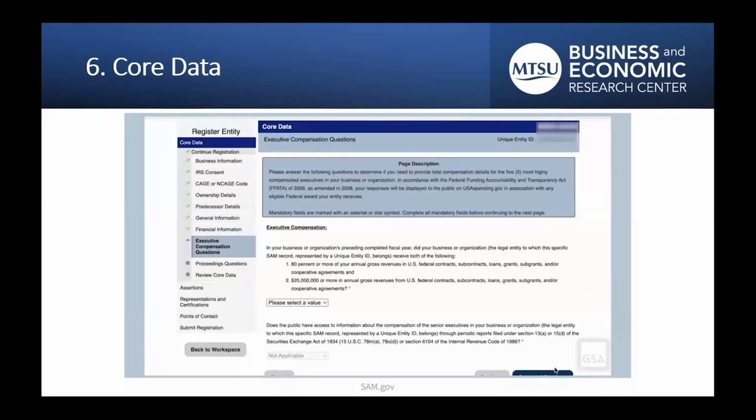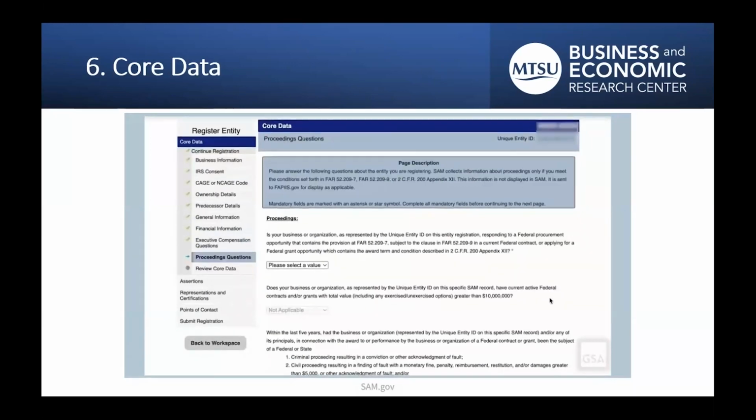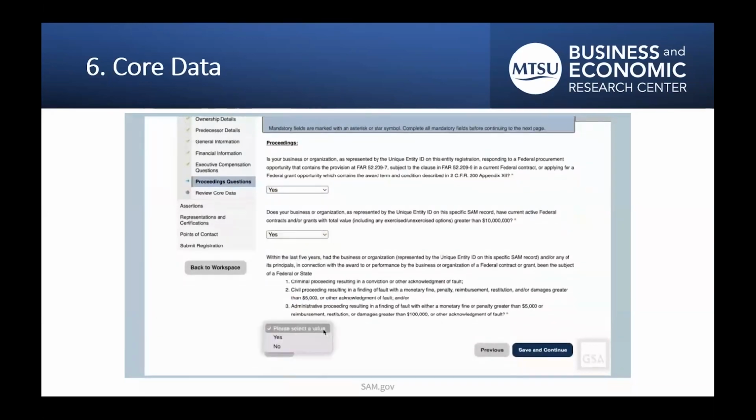Next, the system displays the executive compensation questions. Your answers will be available on usaspending.gov in association with any eligible federal award your entity receives. Respond to the executive compensation questions, and when you are finished, select Save and Continue. Next, the Proceedings question page displays. Review the page description and then answer the proceedings questions for your entity. Once you have responded, select Save and Continue.